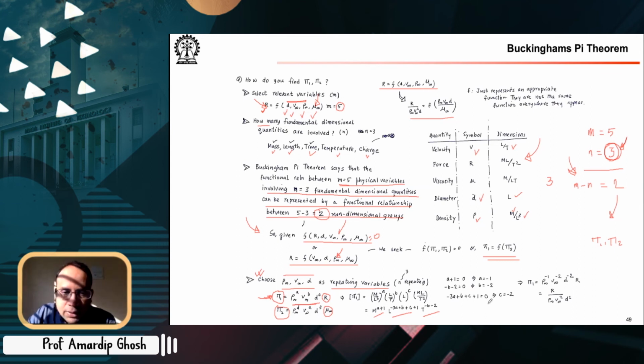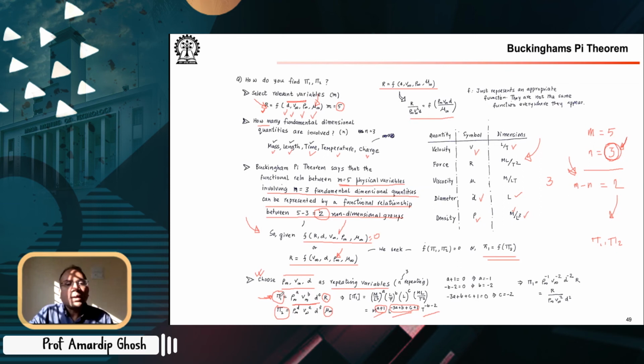So now what will happen is you see that a plus 1 has to be made 0 so that pi1 has no flavor of mass. Minus 3a plus b plus c plus 1 has to be 0, so my pi1 has no flavor of length. And similarly, minus b minus 2 has to be 0, so that my pi1 has no flavor of time. Because it has no dimensions, it is a dimensionless quantity.